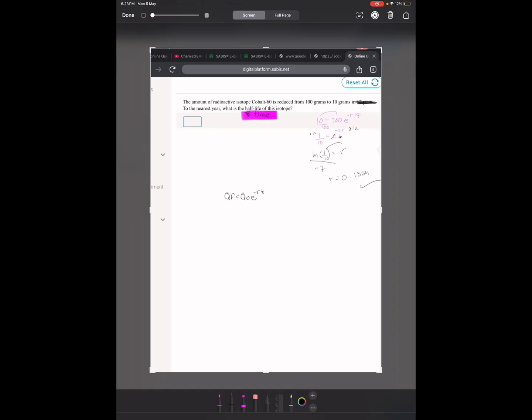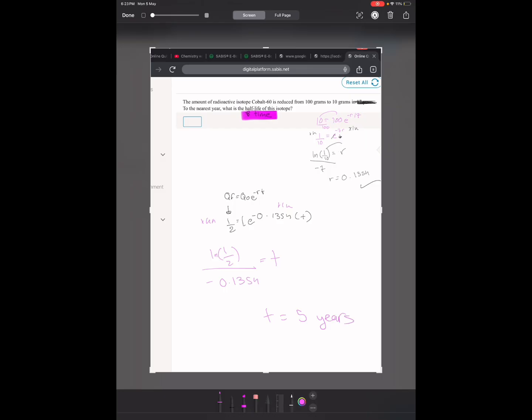We're going to substitute 1 over 2 here. It's going to be 1 e to the power of minus r, which is 0.1354 t, times ln. You get 1 over 2, ln 1 over 2, over negative 0.1354. On your calculator, you get t to be 5 years.